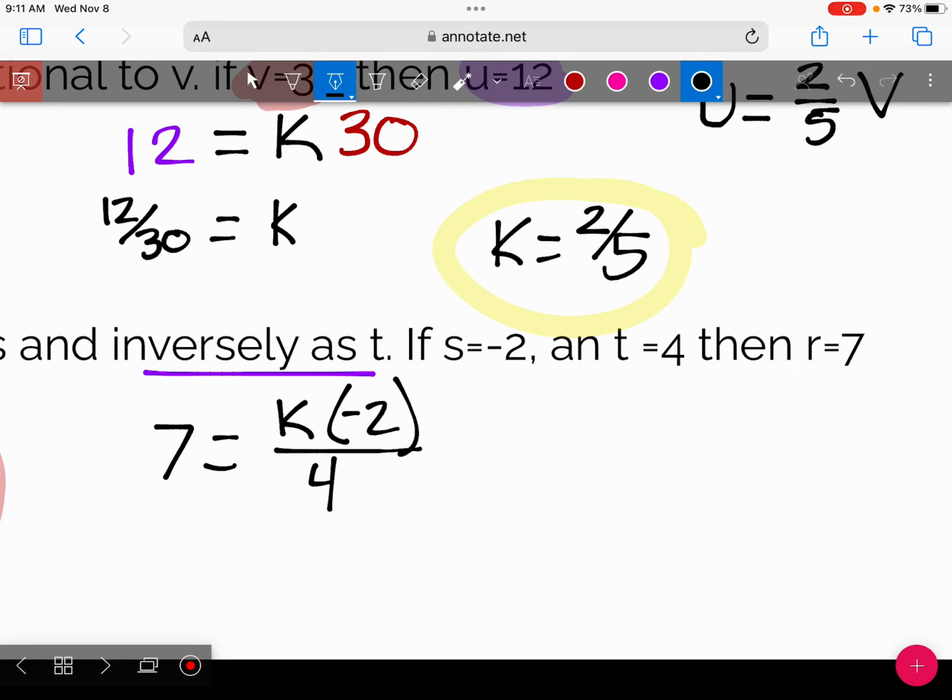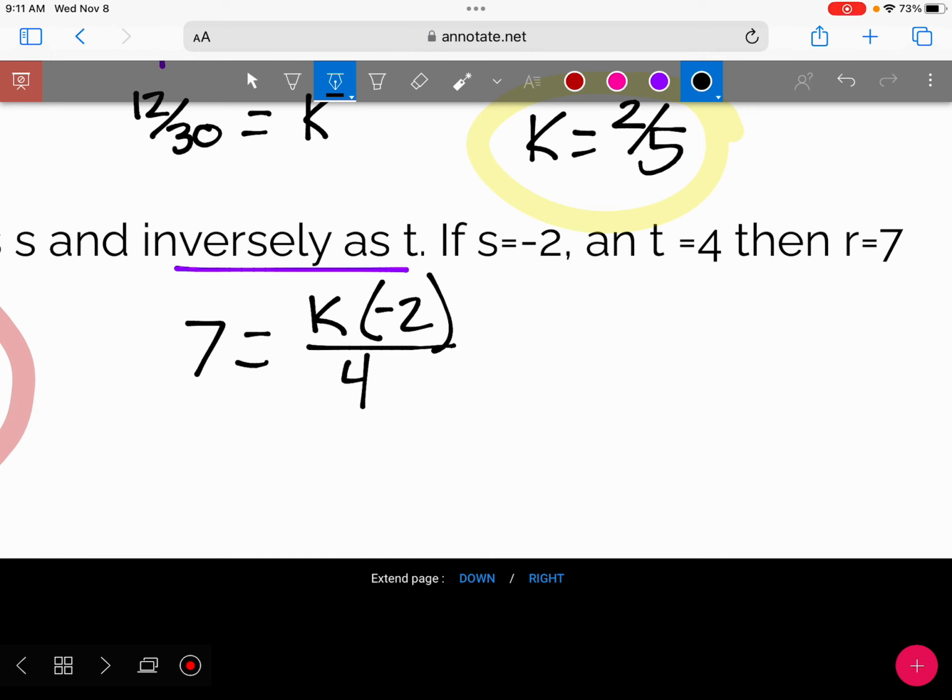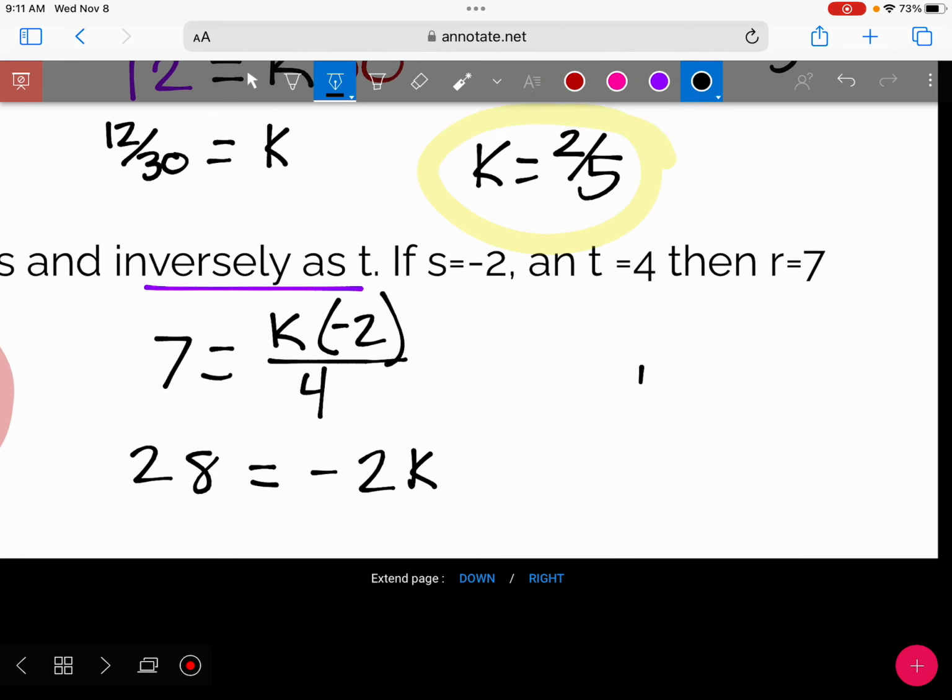How would you approach solving this? Multiply by 4. Absolutely valid. Multiply both sides by 4 and we get 28 equals -2K. So what does K equal? K equals -14.